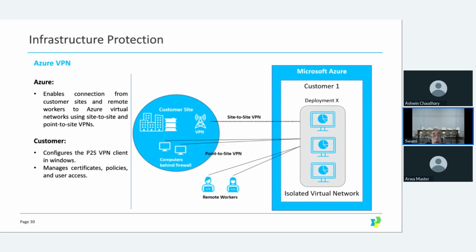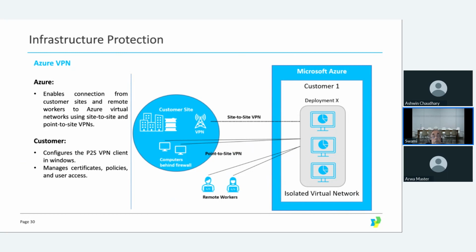And also VPN, what kind of connectivity you are going to have, whether you are going to have site-to-site connectivity or point-to-site connectivity, all that. Remote workers, how they will get connected to your isolated virtual network, all that can be done through this Azure VPN. Azure enables connection from customer sites and remote workers to Azure virtual networks using site-to-site and point-to-site VPN, and configures the point-to-site VPN client in Windows. Customer has to configure that, and also manages the certificates, policies, and user access using this Azure VPN.